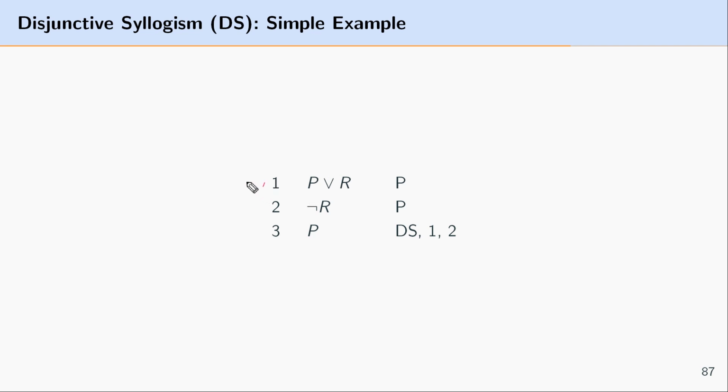Here we have a disjunction at line 1, the negation of one of the disjuncts at line 2. Notice that at line 1 we have r as one of the disjuncts, and at line 2 we have the literal negation, not r. And disjunctive syllogism allows us to reason to p right here, which is the left disjunct. So we're reasoning from P or R, not R, to P.